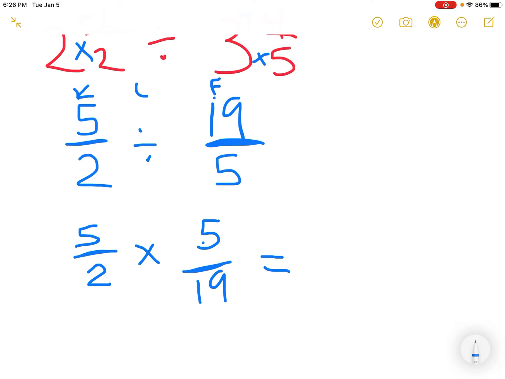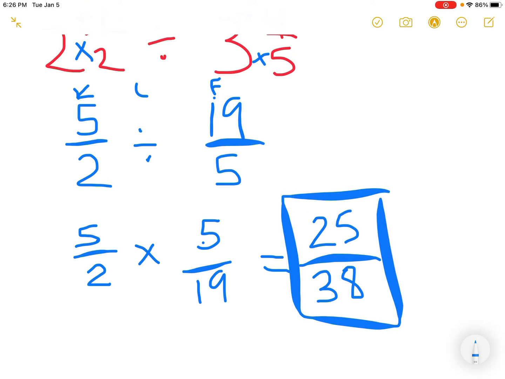5 times 5 is 25. 2 times 19 is 38. Can we simplify 25 and 38? Is there anything we can divide both of those numbers by? 25 has factors like 5, and that's really it. 38 is not divisible by 5, so we are in simplest form.